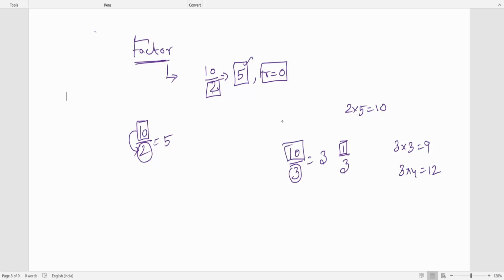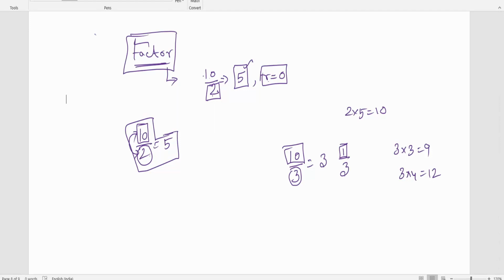So these are the two ways in which you can define a factor. I divide the given number by another number, and if my remainder is 0 after getting an integer in the quotient, then the denominator is a factor of the numerator. Where 10 belongs to the 2 table, that can also be taken as the factor. So 2 is a factor of 10.